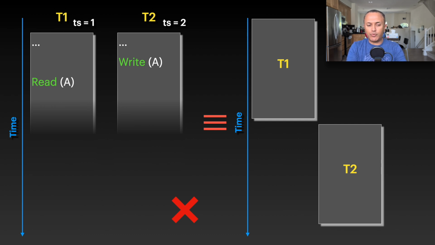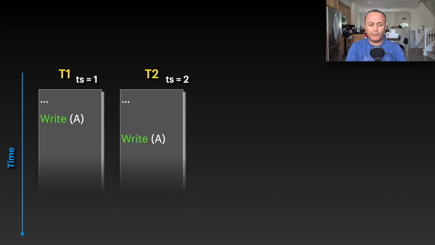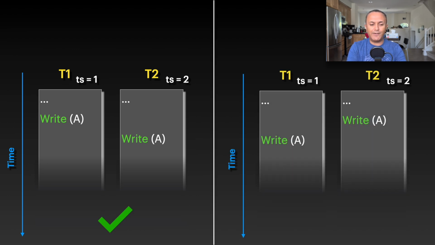Same thing if we have two writes. Here we saw a read and a write, but what if we have two writes? Again, if we have write A and write A in two transactions, and the timestamp of T1 is less than that of T2, we want this to be equivalent to T1 executing before T2. If you have two writes, you expect the final value of A to be the one written by T2, which is true in this case. So this is a valid schedule. But if we have the opposite, that will not be valid, because the final value of A would be the one written by T1, which does not match the ordering of T1 followed by T2.